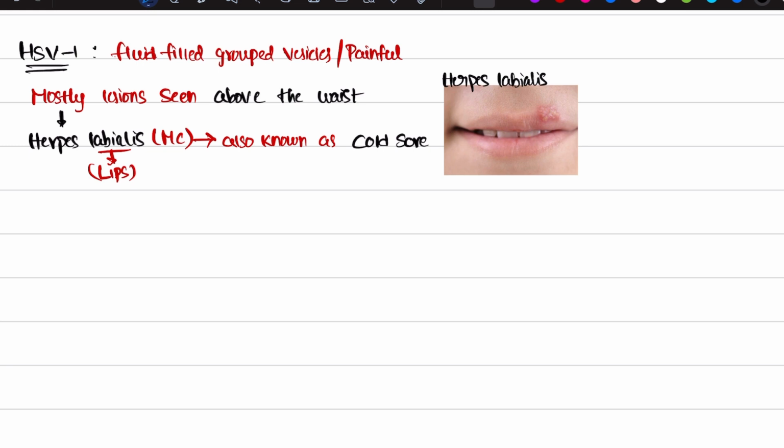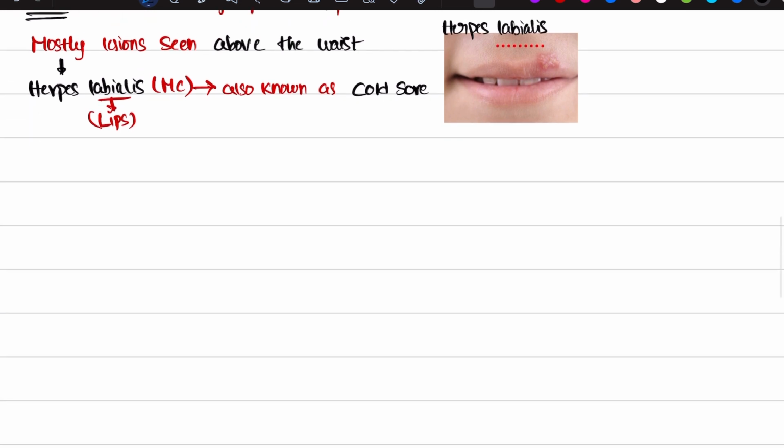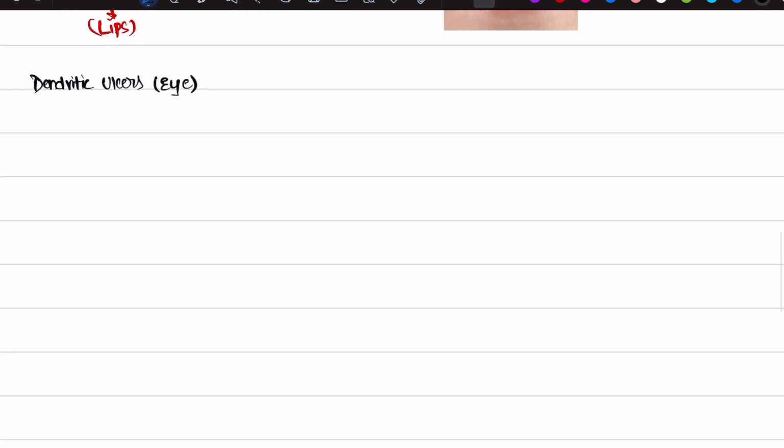So this is the name. Okay, and it will also cause dendritic ulcers at the eye. HSV type 1 will also cause dendritic ulcers at the eye. Okay, I am going to write the same thing, whatever I said. It will cause dendritic ulcers at eye region. Okay, and this is most important point I am going to tell you now.